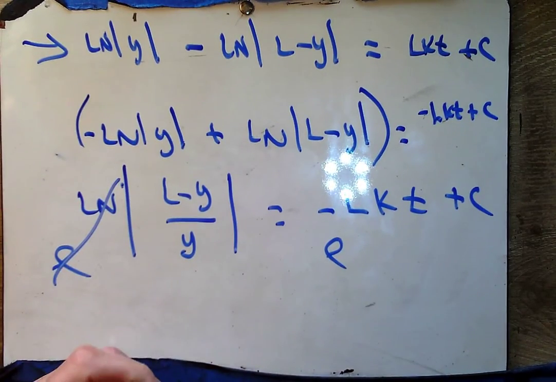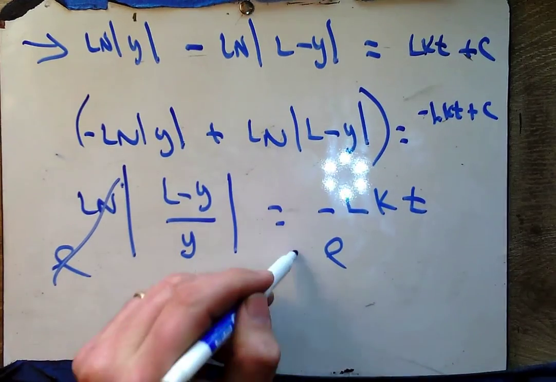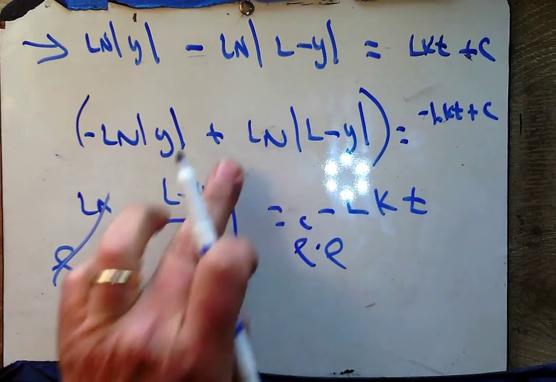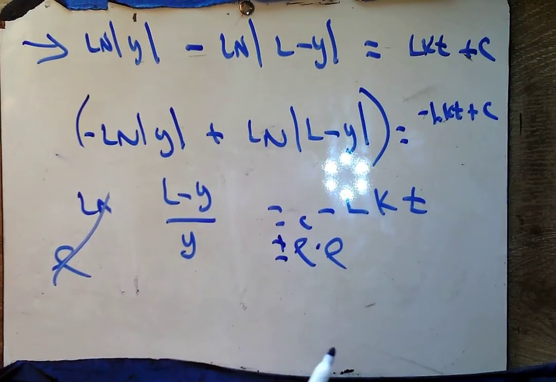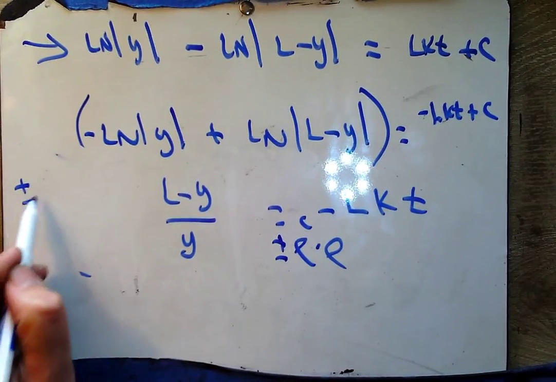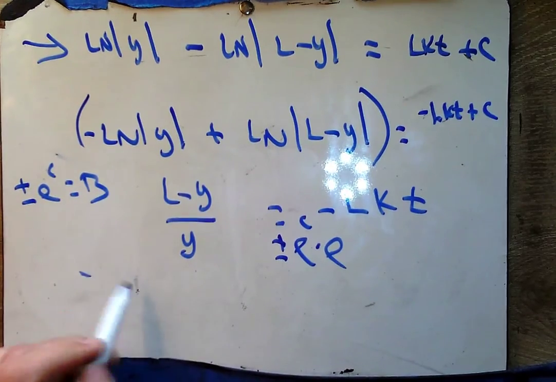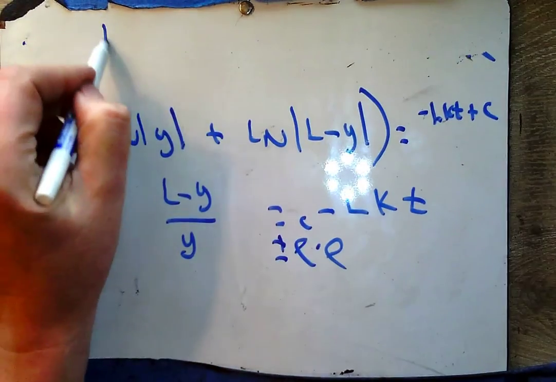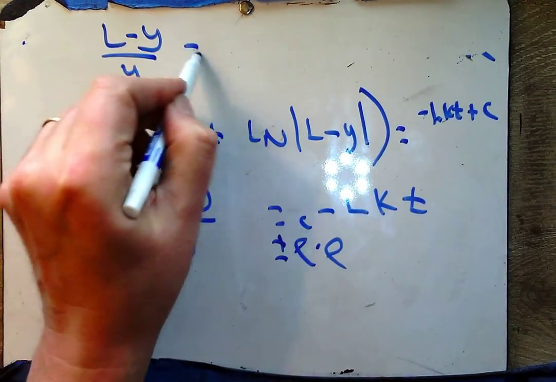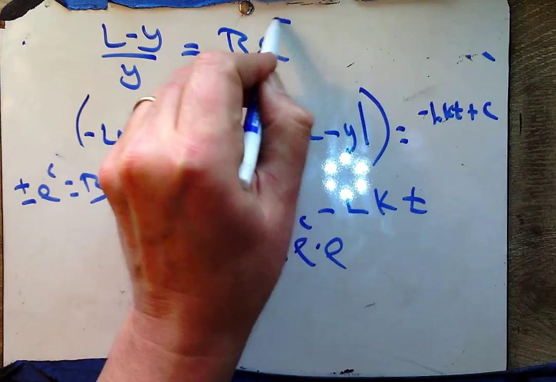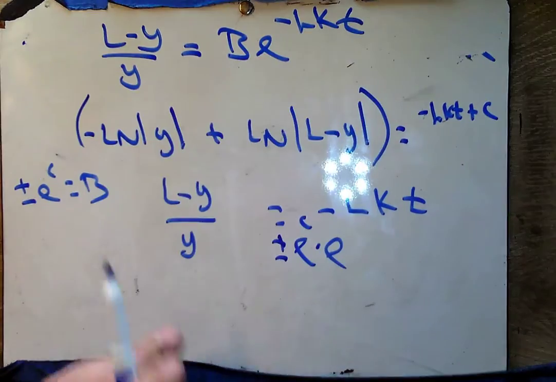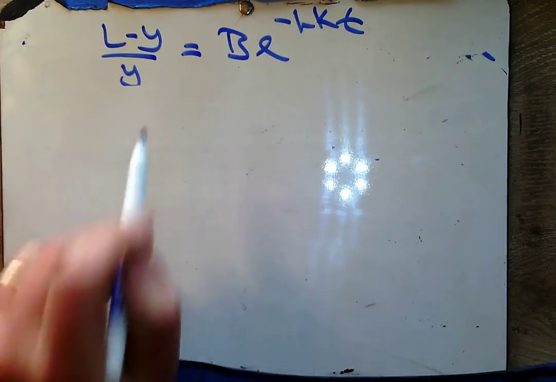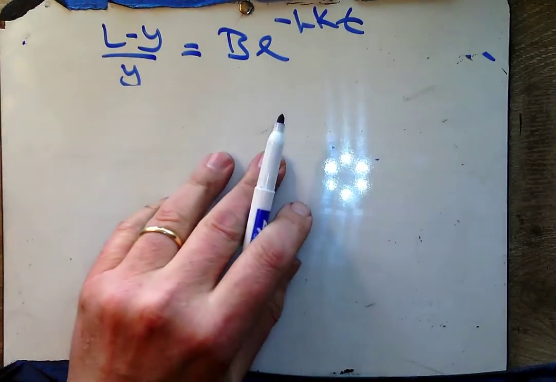Cool, those go away. I'm going to rewrite this as e to the C times e to the minus LKT. I'm going to take these off and do that plus minus thing. And yes, I'm going to say plus and minus e to the C is equal to B. And so now I can write L minus y over y equals B e to the minus LKT. Cool, but we're not done. Because remember, this needs to say y equals, and it doesn't yet say y equals.